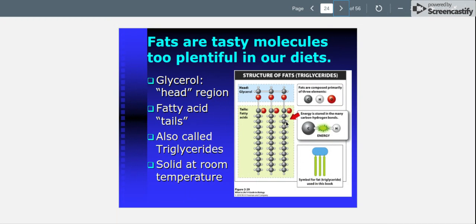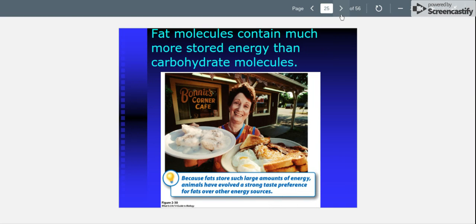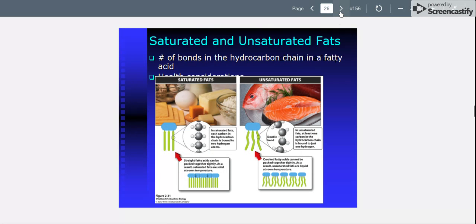Okay, and that's where we have all single bonds going through all of this. Between every one of these carbon-hydrogen and carbon-carbon bonds, there's energy stored there. So we can get a lot of energy out of triglycerides. Okay. Fat molecules have a lot of energy, more so than carbohydrates. So we have kind of evolved a taste for these fatty foods, because evolutionarily, that's where we got a lot of our energy from. And if we ate things that had a lot of fat in them, we had energy for a long time.